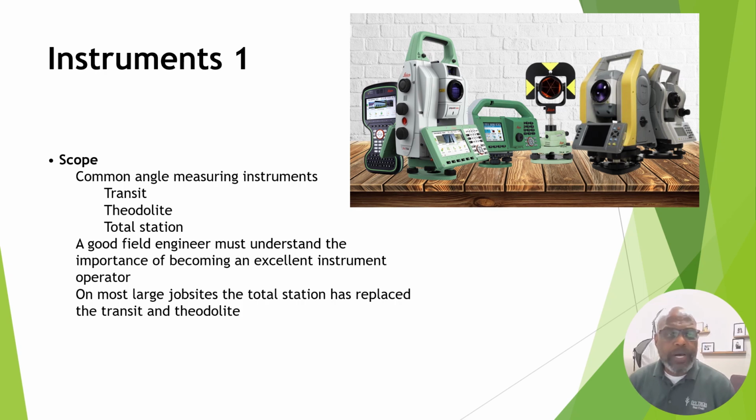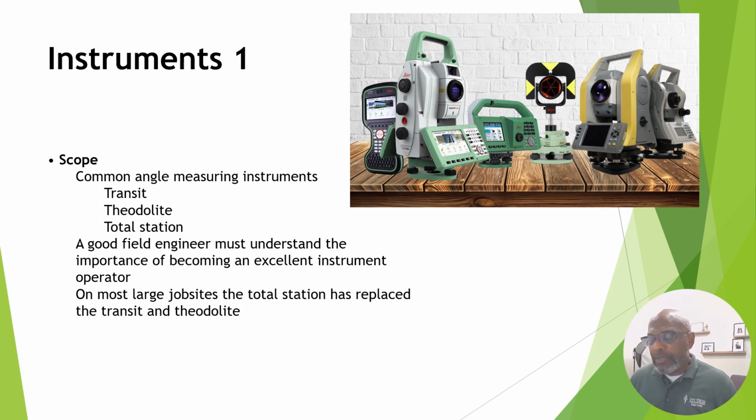Okay, we're going to go into instruments right now. We're going to look at the scope of instruments and the different types of instruments that we will come across. So when an angle needs to be determined or laid out in the field, an angle measurement instrument is called for: either a transit, a theodolite, or a total station. And it is used in this case.